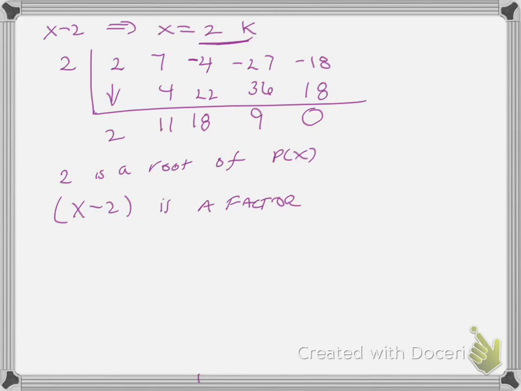Okay, so in your notes, I want you to do the one for x plus 3, which corresponds to x equals negative 3. Okay, and again, you should get back out 0 when you do your remainder.